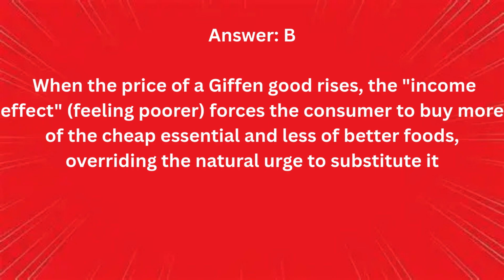Answer. B. When the price of a Giffen good rises, the income effect, feeling poorer, forces the consumer to buy more of the cheap essential and less of better foods, overriding the natural urge to substitute it.